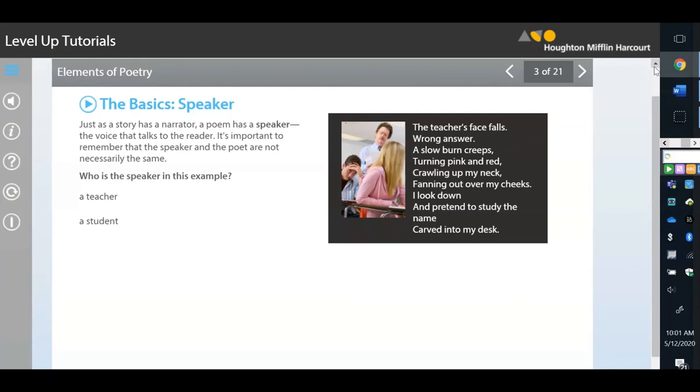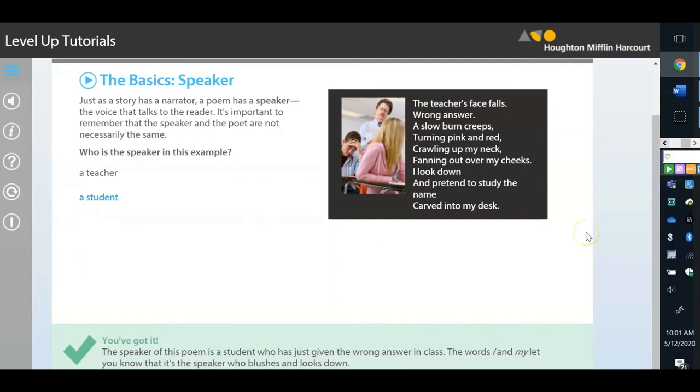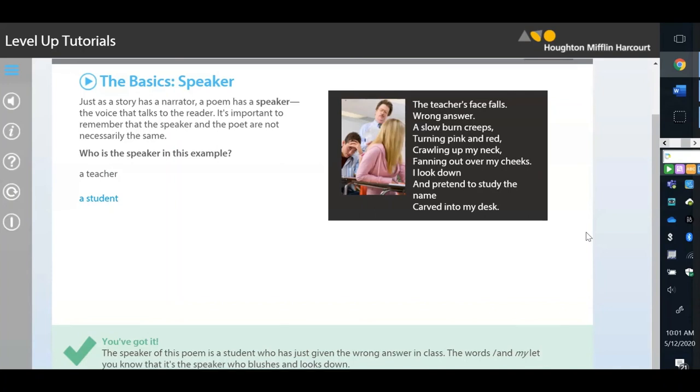A slow burn creeps, turning pink and red, crawling up my neck, fanning out over my cheeks. I look down and pretend to study the name carved into my desk. Who is the speaker in this example? Is it a teacher or a student? If you selected student, you're correct. The speaker of this poem is a student who has just given the wrong answer in class. The words I and my let you know that it's the speaker who blushes and looks down.